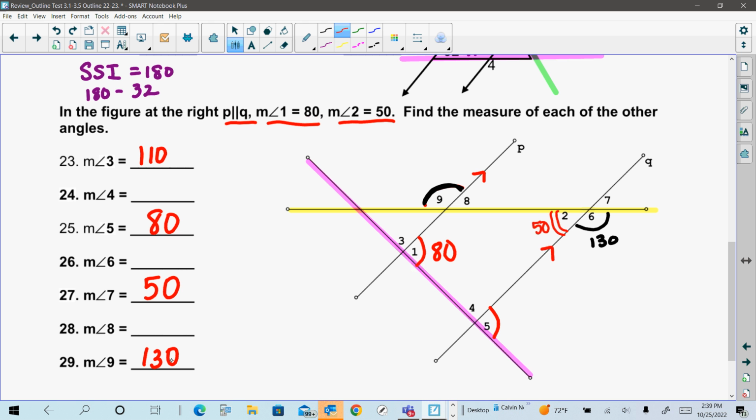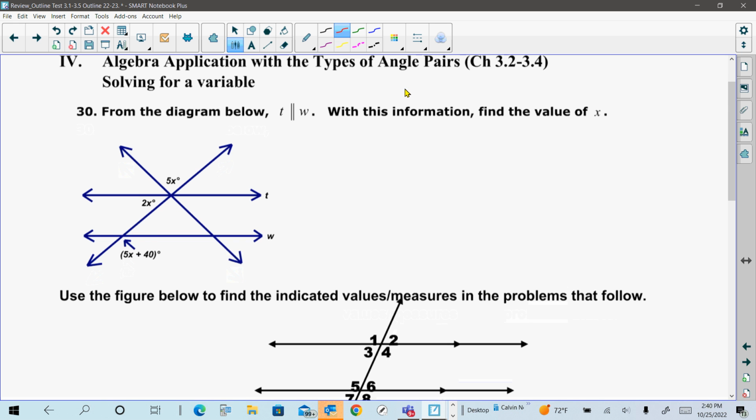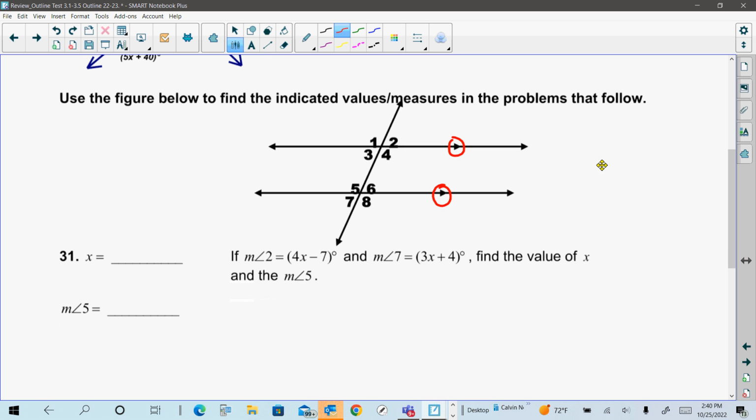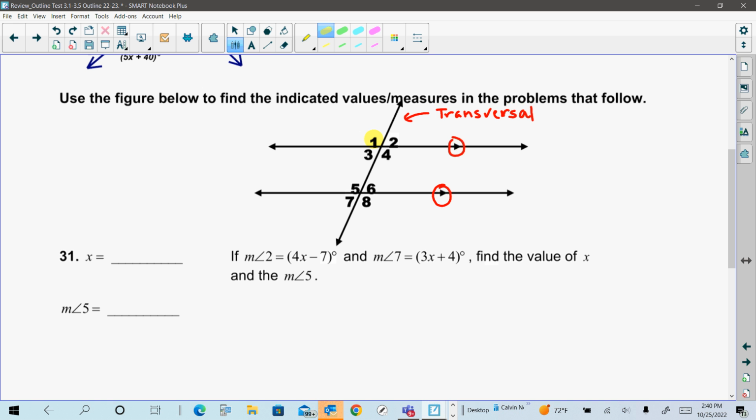Alright, so that takes care of that page. Then when we get to the next page, some algebra application, solving equations, still using those same properties. So again, you're going to be given parallel lines. They're trying to let you know that because I see those arrows, the horizontal lines are parallel, which means this line would have to be the transversal. Again, only when they're parallel can you use the color pattern. So if you want to highlight those angles that are congruent to each other, you can. That might help with your setup.